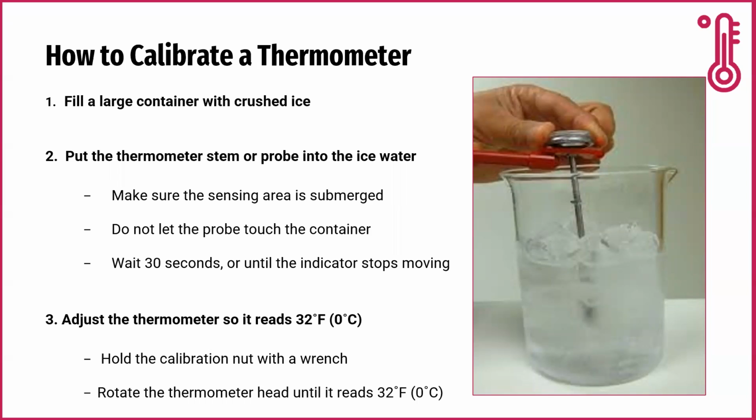And then adjust your thermometer so it reads 32 degrees. You can do this by holding the calibration nut with a wrench or another tool, and then rotating the thermometer head until it reads 32 degrees Fahrenheit.